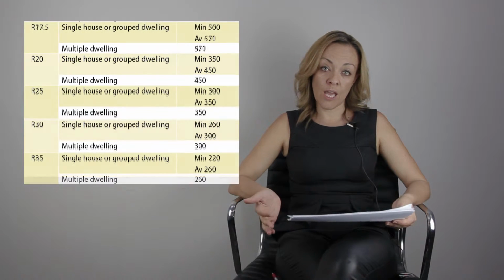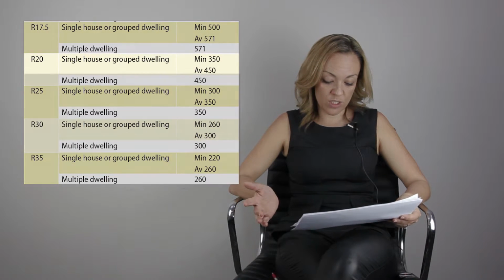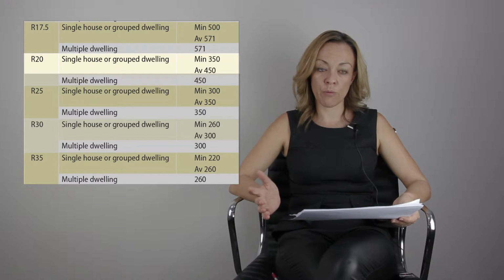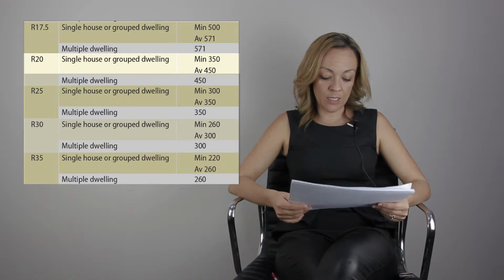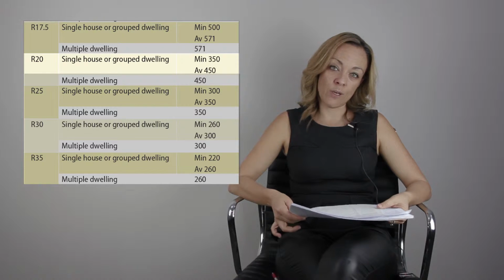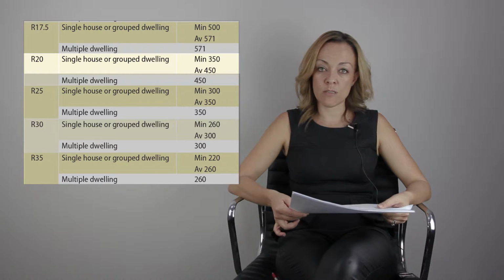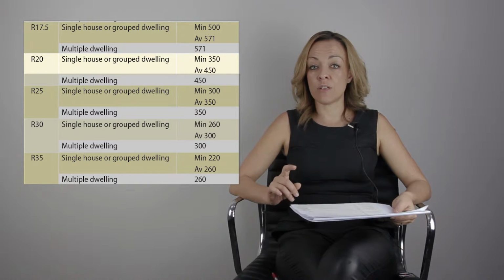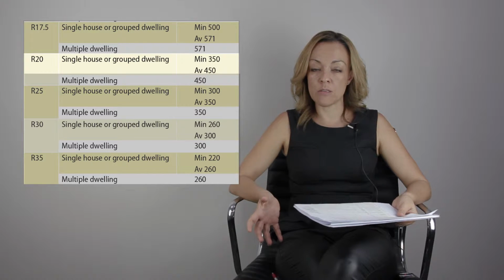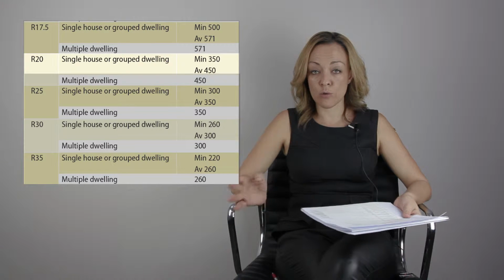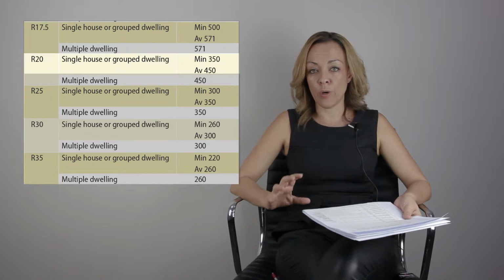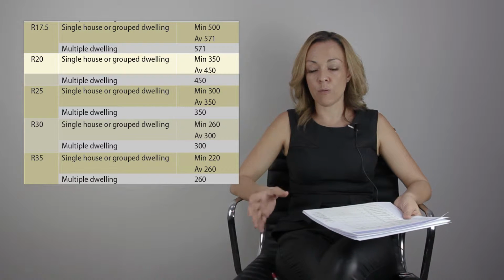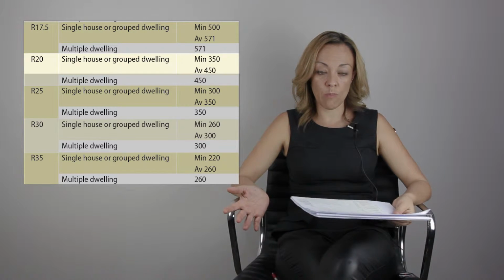When we're looking at, for instance, R20, which is the most common R code throughout Western Australia, you'll see that in order to subdivide, you need to have an average of 450 square metres. So that's the first criteria that you need to ensure that you meet. If you're looking at a duplex, that's 2 lots and they need to both average 450. So that would mean that you need a total of 900 square metres.